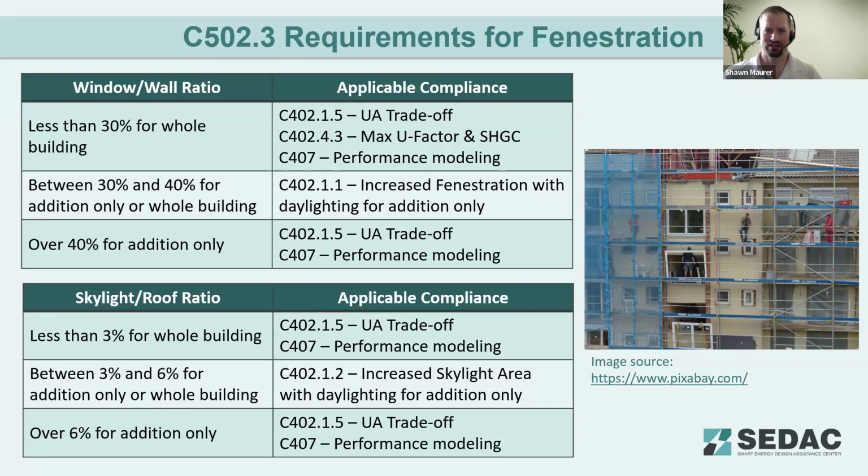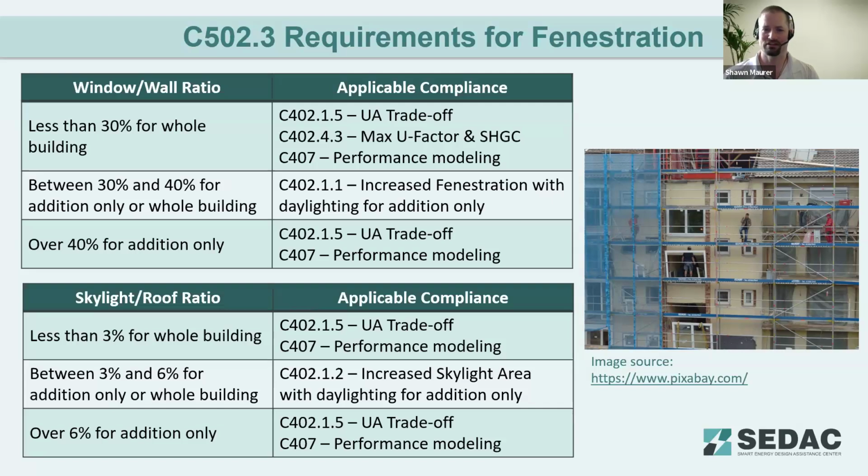If the addition results in a whole building fenestration ratio between 30 and 40%, where for a new construction building, this would trigger the requirements for daylighting, where that fenestration has gone beyond that 30% minimum or maximum window to wall ratio, there is that allowance for up to 40%, if you have daylighting in the addition and some fenestration performance requirements as well, as listed in C402.1.1.